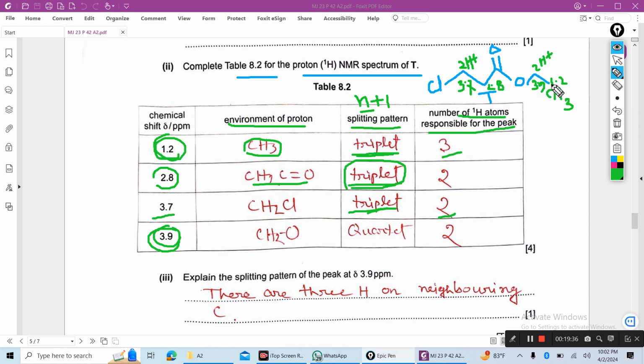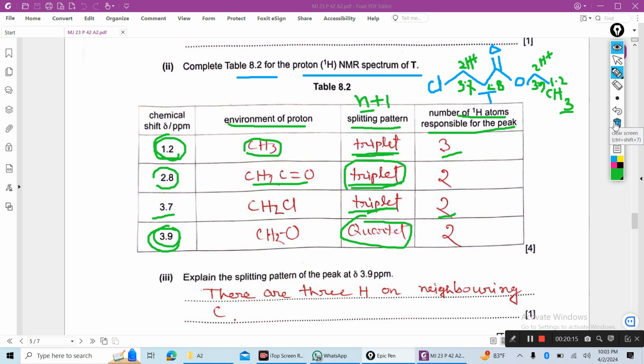So the neighboring proton is CH3, so the splitting pattern will be a quartet. CH3 means 3 protons, n plus 1 rule, so it will be a quartet. And the number of hydrogen atoms responsible for this peak will be 2, because CH2. This is for the environment of the protons, the splitting pattern and the number of hydrogen atoms responsible for this peak.